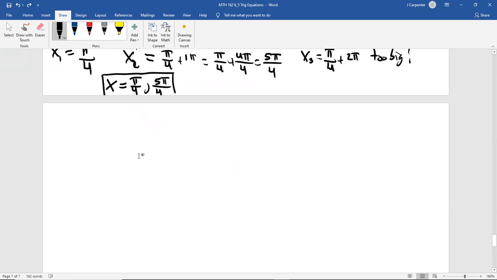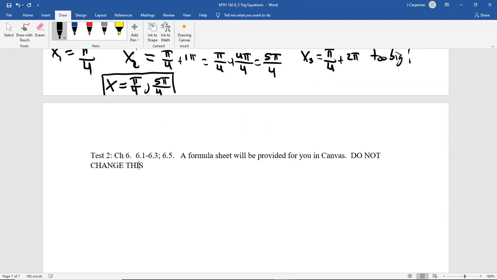So test 2 is on chapter 6, specifically 6.1 through 6.3, and then 6.5. We are skipping 6.4. Formula sheet provided for you in Canvas that you can download and print. Do not change this at all. Do not add anything to it at all. And you've already seen what that formula sheet is going to look like. I don't want to have to dig it out from my files right now. But if you go to the last class, I believe you'll see it. And you'll see it in Canvas very, very soon.